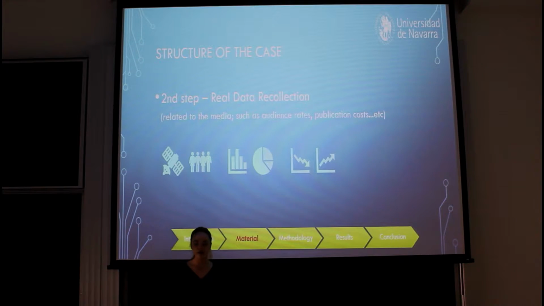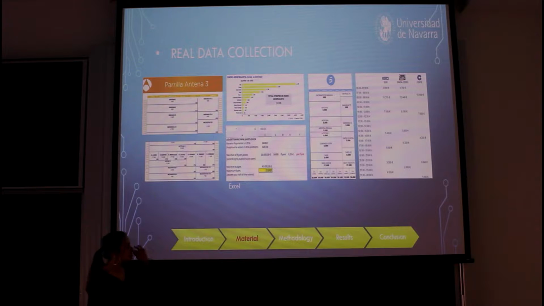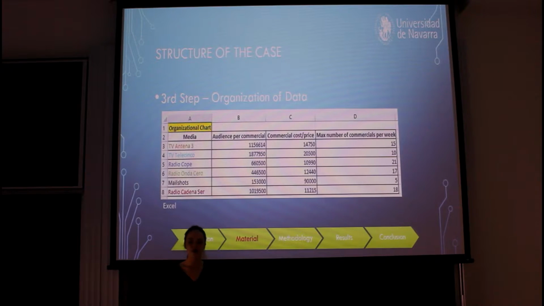The second step was to collect information based on real statistics, such as voters, based on the population of Navarra, and these are some of the bases where we found the information. The third step was to organize the data and fill in the Excel with the audience, the cost of the commercial, and the limit values.